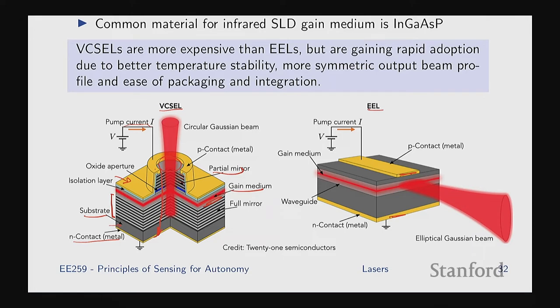So on one side, that's the partial reflective mirror. That's where the laser beam comes out. At the back, you have the fully reflective mirror. And the way the mirrors are constructed for EEL is just by cleaving the facets of the device. And there are these cleaving techniques that can give you different, basically, reflectivities. Also, you can coat them to control the reflectivity.